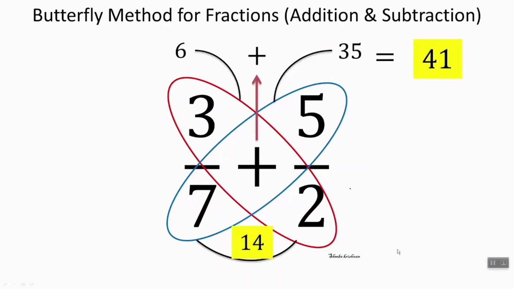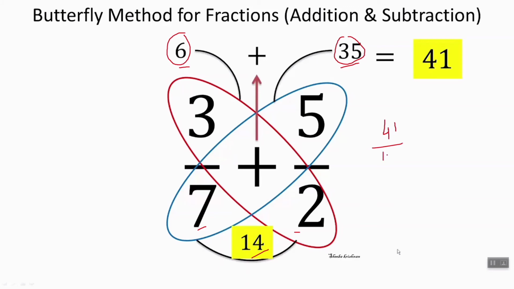Let us take another example. Here 3 by 7 and 5 by 2 we will add. So first we will multiply 3 and 2. 3 times 2 is 6. Then we multiply 7 and 5. 7 times 5 is 35. Then we will multiply the denominators, that is 7 and 2. 7 times 2 is 14. So here the numerators we will add first, 6 and 35. 6 plus 35 is 41. And the denominator is 14.